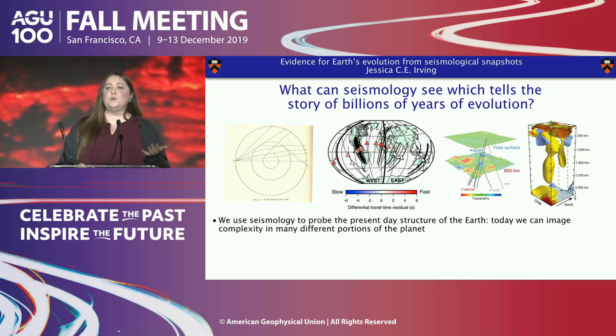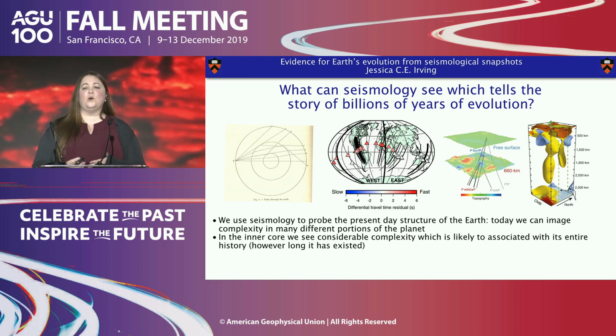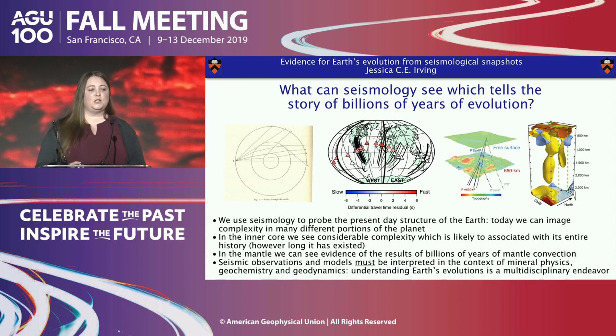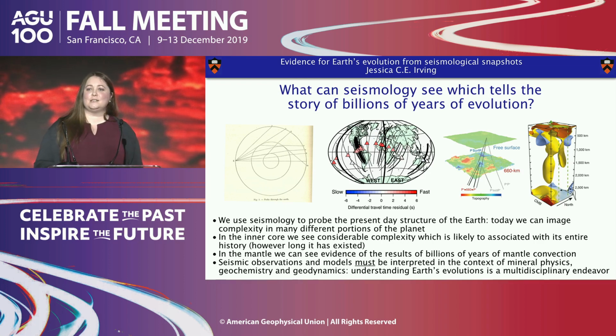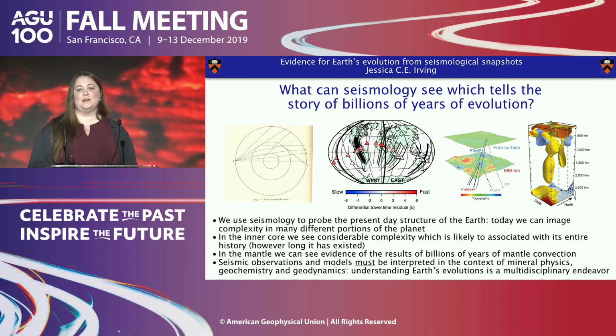So we're using seismology to probe the present-day structure of the Earth. And in the inner core, we're seeing the integrated product of all of the forces that have happened to the core through our planet's history. In the mantle, we're seeing the evidence of billions of years of mantle convection. And these observations can then be interpreted in the context of mineral physics, in the context of geodynamics, and in the context of geochemistry. Because if we want to understand Earth's evolution, it really has to be a multidisciplinary endeavor.